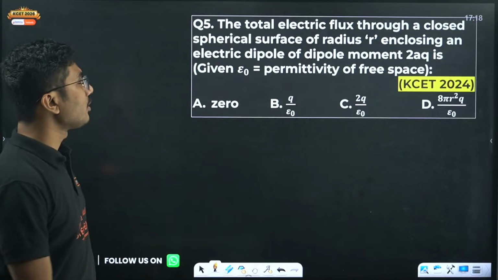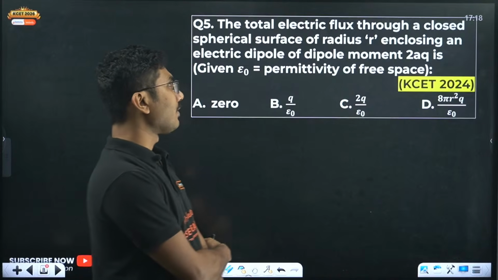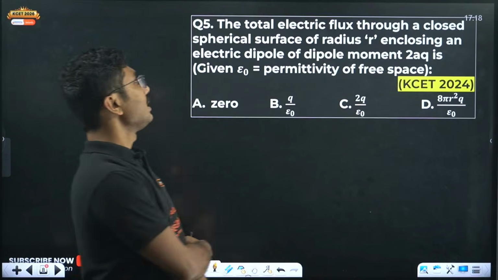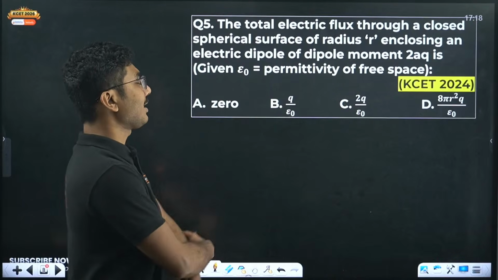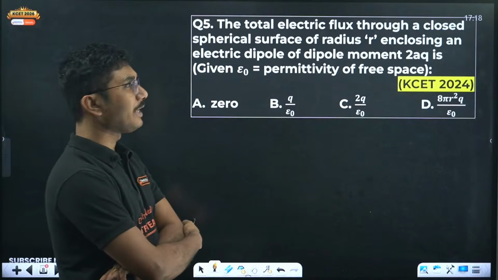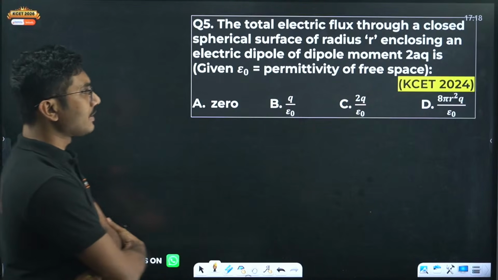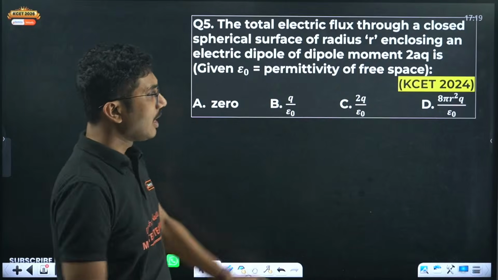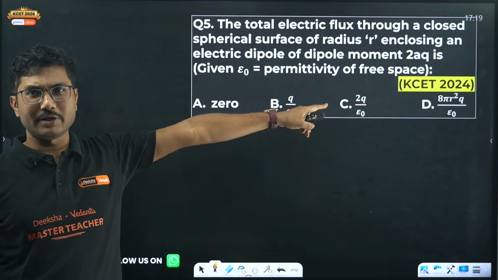Now let's move on to question number 5. The total electric flux through a closed spherical surface of radius small r enclosing an electric dipole of dipole moment 2aq is given. Epsilon naught is the permittivity of free space. There was a question like this in 2025, and a similar question came in 2024 as well.